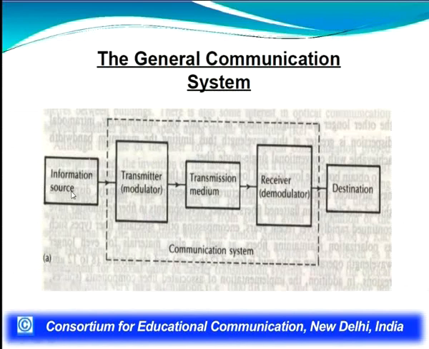Here we see the information source, then this is a communication system where we have the transmitter, that is a modulator, then this is the transmission medium, and this is a receiver, that is a demodulator, and then the signal will reach from the information source to the destination.